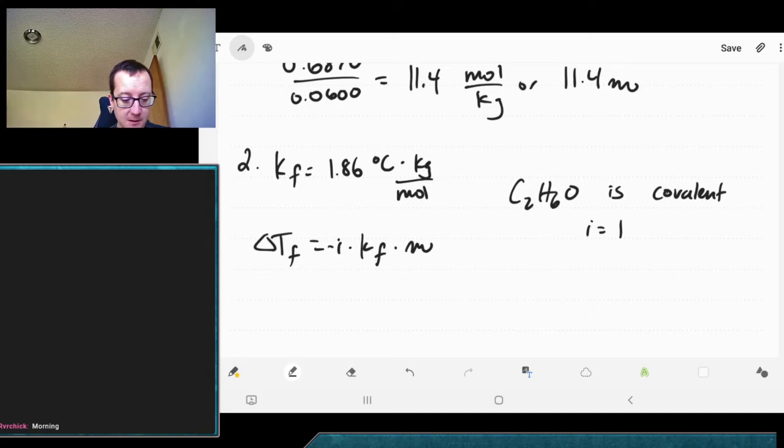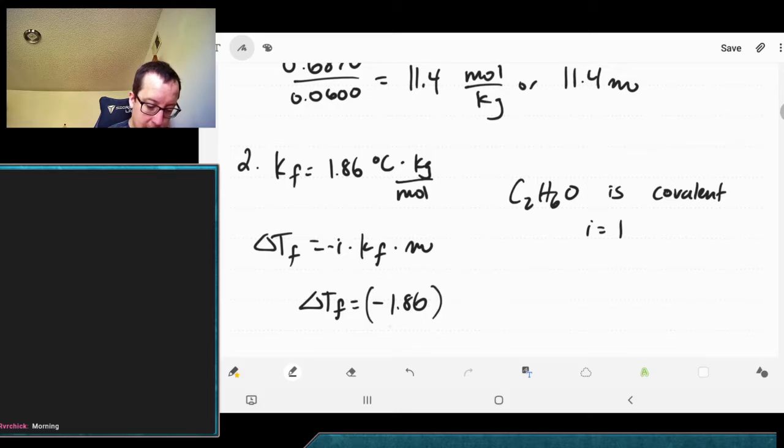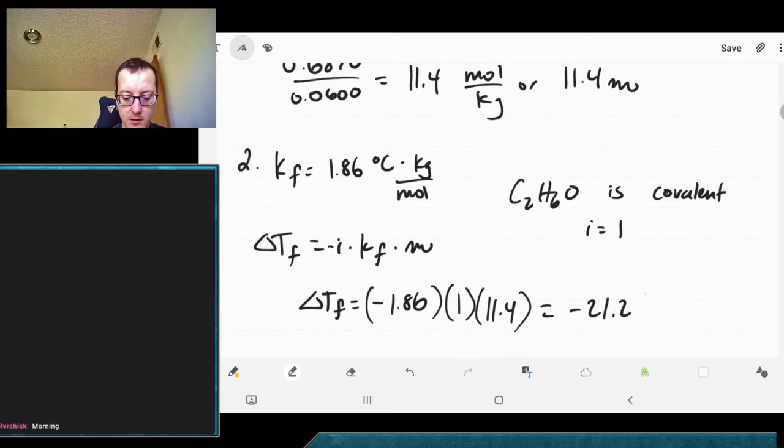And then the molality we calculated before. So delta TF should equal negative 1.86 times, I guess I should put a 1 in there, and then we have the 11.4. Doing this, we end up with negative 21.2 degrees Celsius.